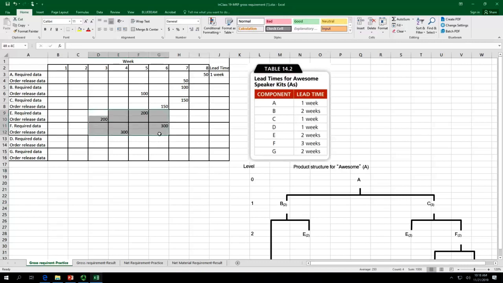So even though they all need B, here we have the E level. So this is the F level. F is how many weeks? F, it is 3 weeks. So I did the wrong one over here. So this 300, it is put over here because they need 3 weeks lead time. Here, order released in the end of the 3rd week. So 1 week, 2 weeks, 3 weeks later, in the end of the 6th week, they can get F.